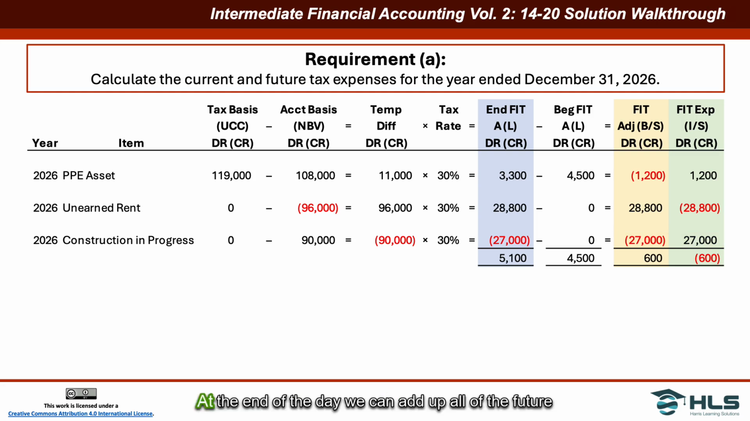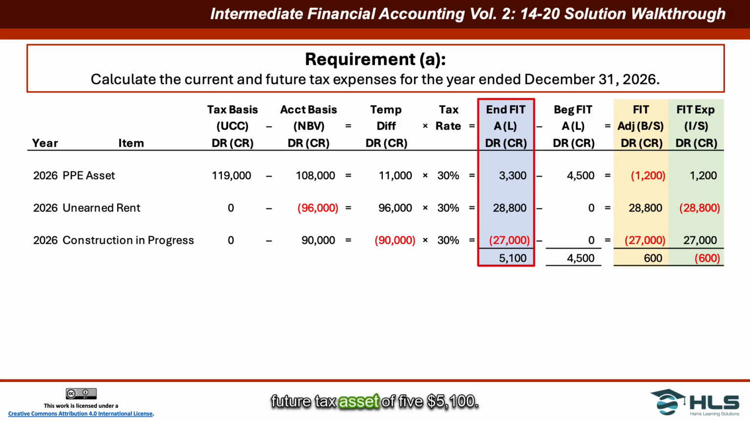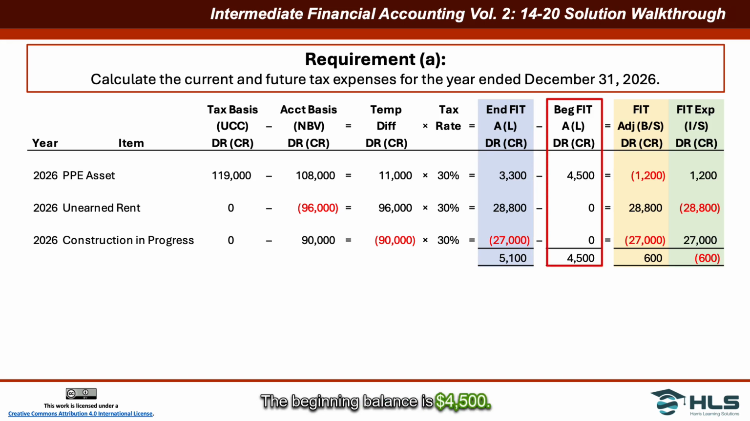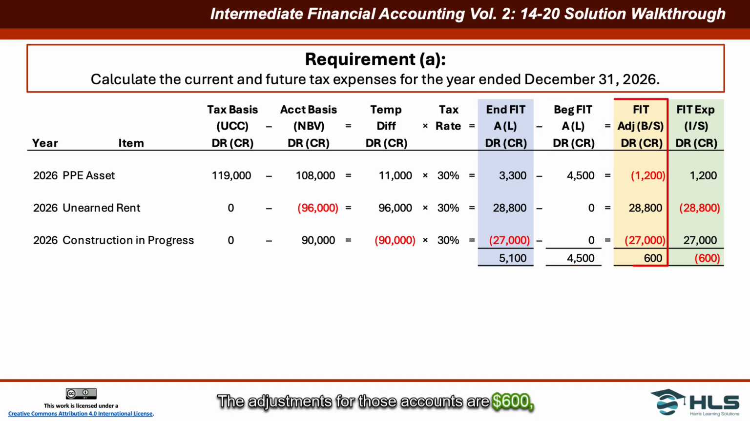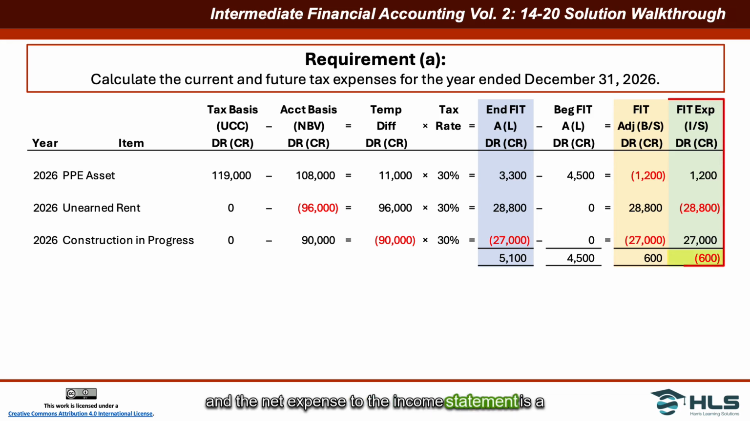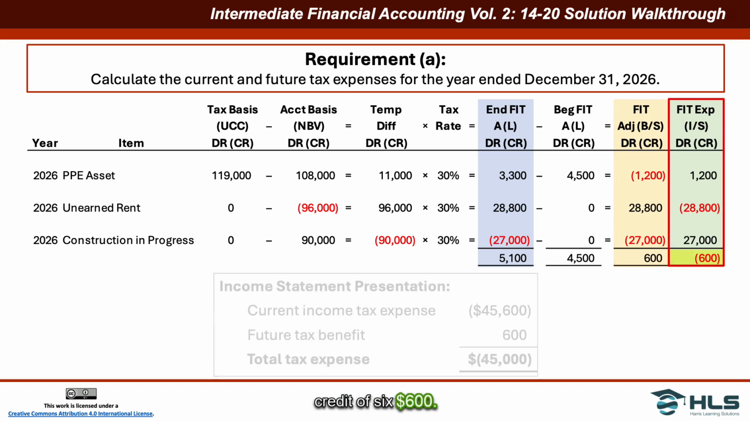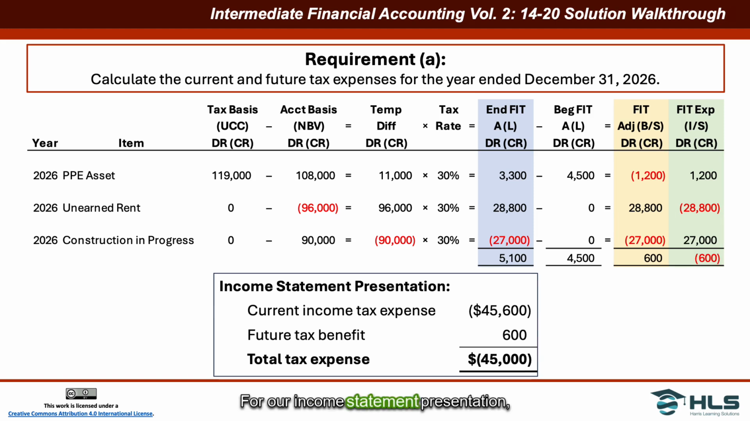At the end of the day, we can add up all of the future tax asset and liability accounts to end up with a net future tax asset of $5,100. The beginning balance is $4,500. The adjustments for those accounts are $600, and the net expense to the income statement is a credit of $600. For our income statement presentation, we'll show a current income tax expense of $45,600, offset by a future tax benefit of $600, resulting in net total tax expense of $45,000.